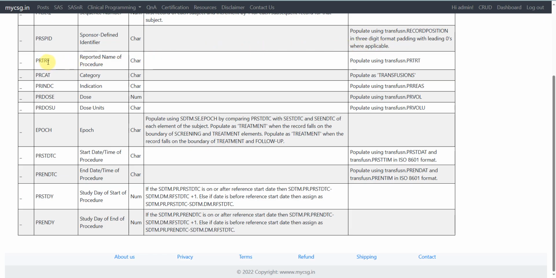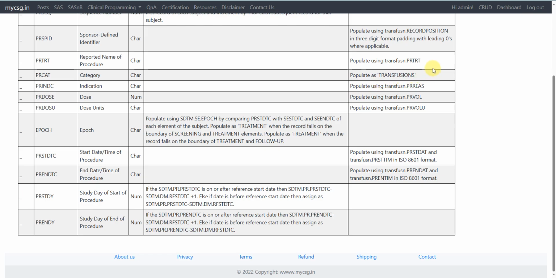And then we have PRTRT. So we have seen in the CRF annotation that we had a same named variable named PRTRT that has to be used to create PRTRT. So specification is mentioning that: populate using transfusion.prtrt. And then PRCAT. So we are being asked to populate it as transfusions explicitly.